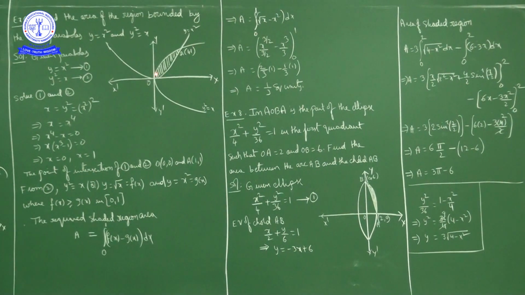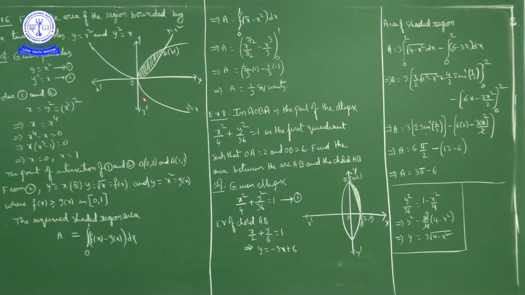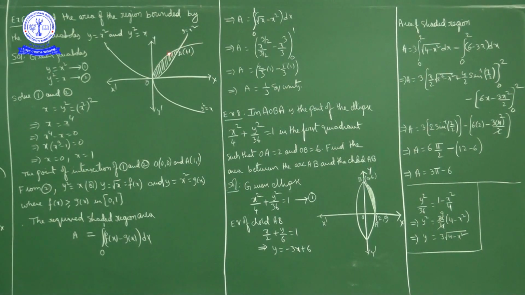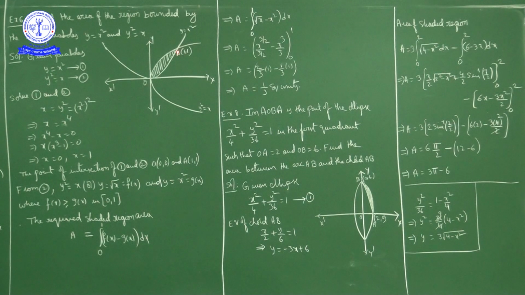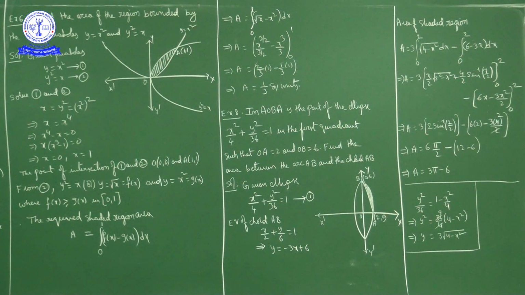Now from 0 to 1, what is the upper curve? This is y square is equal to x, nothing but y is equal to root x. This is the upper curve, y is equal to x square is the lower curve. So the shaded region area is equal to integral 0 to 1, upper curve minus lower curve. So we have integral 0 to 1 of square root of x minus x square dx. Now root x integration is what? X power 3 by 2 upon 3 by 2, minus x square integration, x cube upon 3, lower limit 0, upper limit 1.